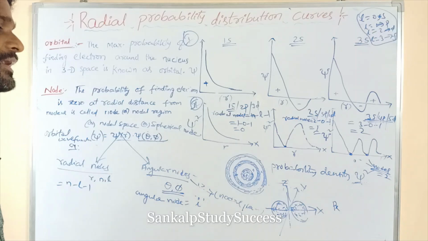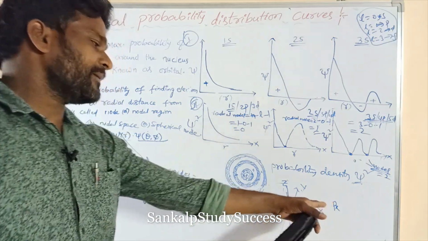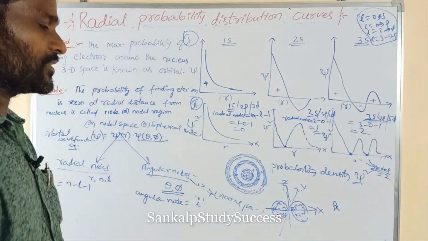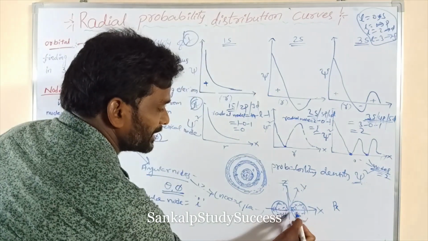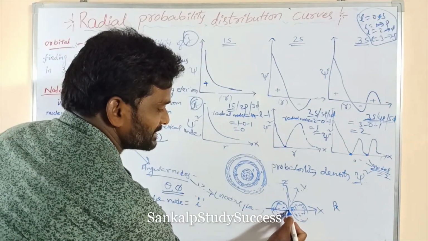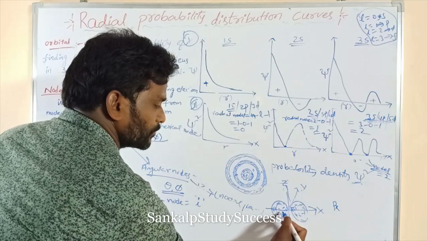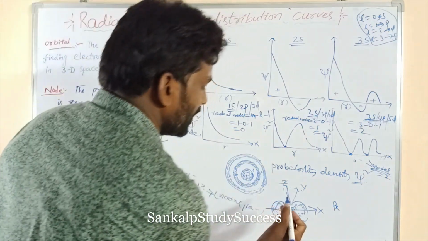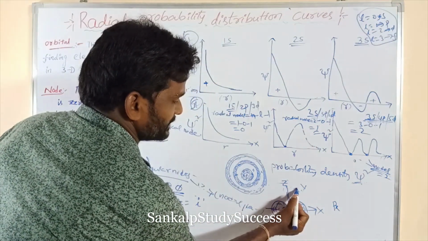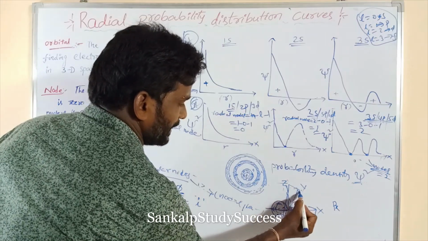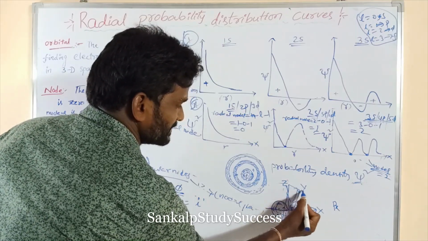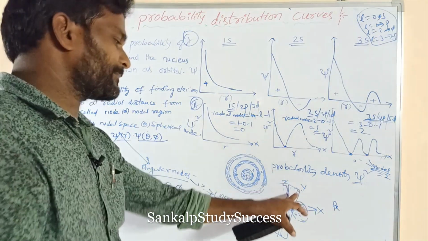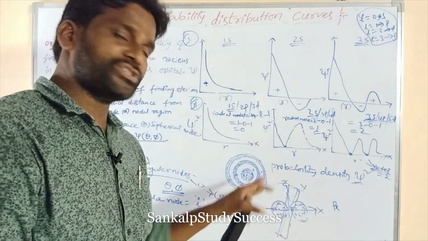What is the shape of the p orbital? Dumbbell. So the dumbbell contains two lobes, and the two lobes are present on the x axis. That means the electron can revolve around the nucleus in two lobes on the x axis. Now this is the yz plane. In the yz plane, the probability of finding the electron is 0.